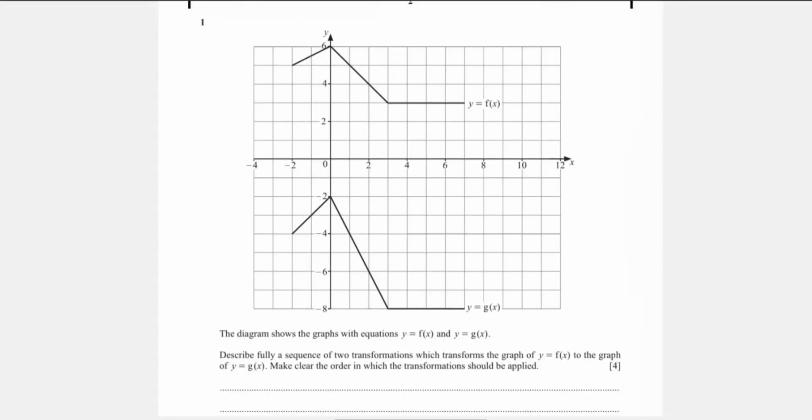So for paper 1-2 from the May-June 2025 series, number 1 is saying the diagram shows the graphs with equations y equals f of x and y equals g of x. Then it goes on to say describe fully a sequence of two transformations which transforms the graph of y equals f of x to the graph of y equals g of x. Then it says make clear the order in which the transformations should be applied.